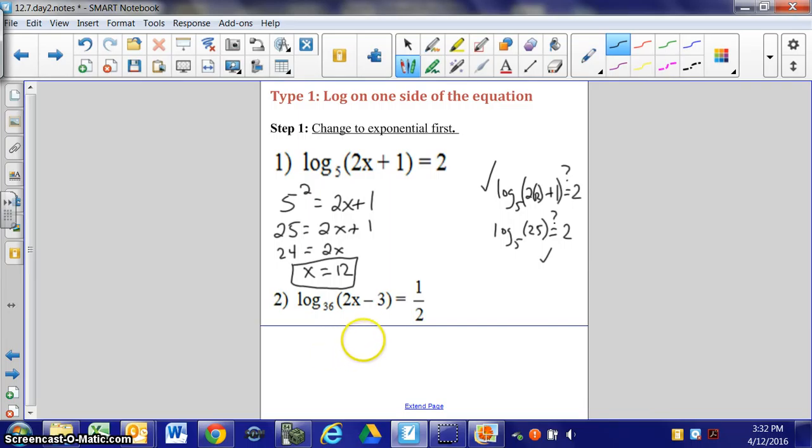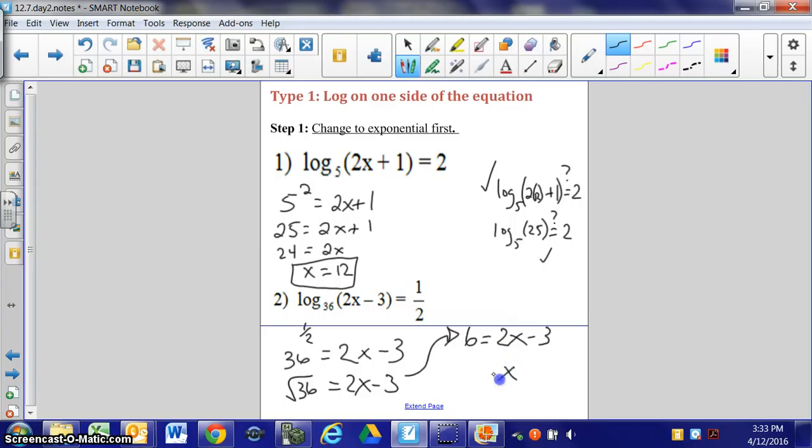Okay, please convert number 2 into exponential form. Check back in. Does your answer look like this? Yay for you! Alright, now we need to solve. So let's consider 36 to the 1/2. What is 36 to the 1/2? No, it's not 18. Yes, the 1/2 power means square root of 36. So that equals 2x minus 3. And since we know the square root of 36, no need to make it any more difficult than it needs to be. 6 equals 2x minus 3. Add 3, divide by 2, and we get x equals 9/2, or 4.5.